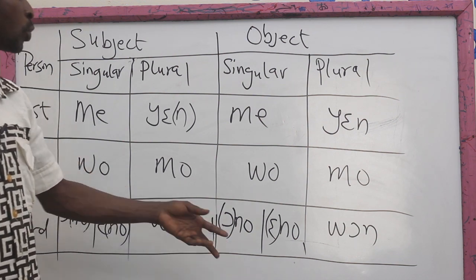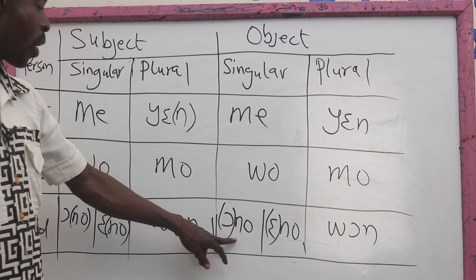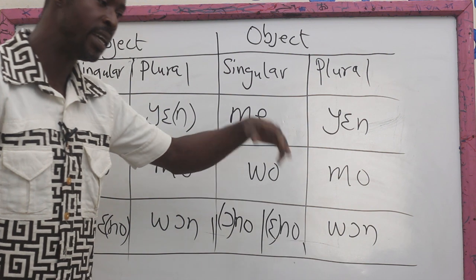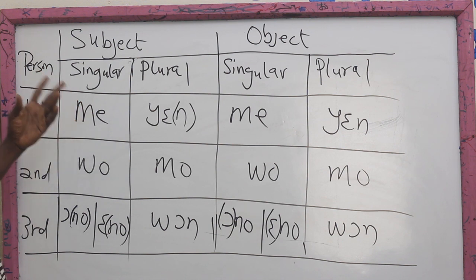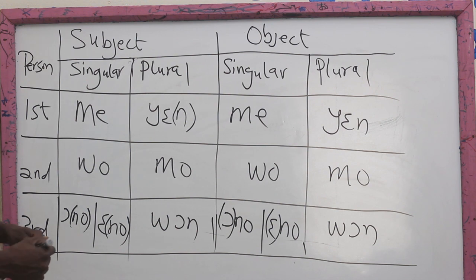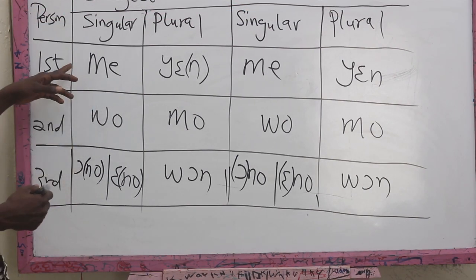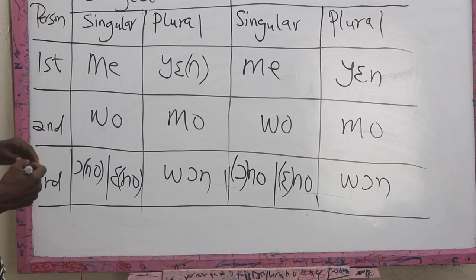And this ono is also the same thing as in the object case. This is him or her, and eno is also it, and wo is them. So it's very easy in Twi to note these personal pronouns and grasp them once and for all. So let's start with some sentence examples. Let's start with the first person singular and plural subject.